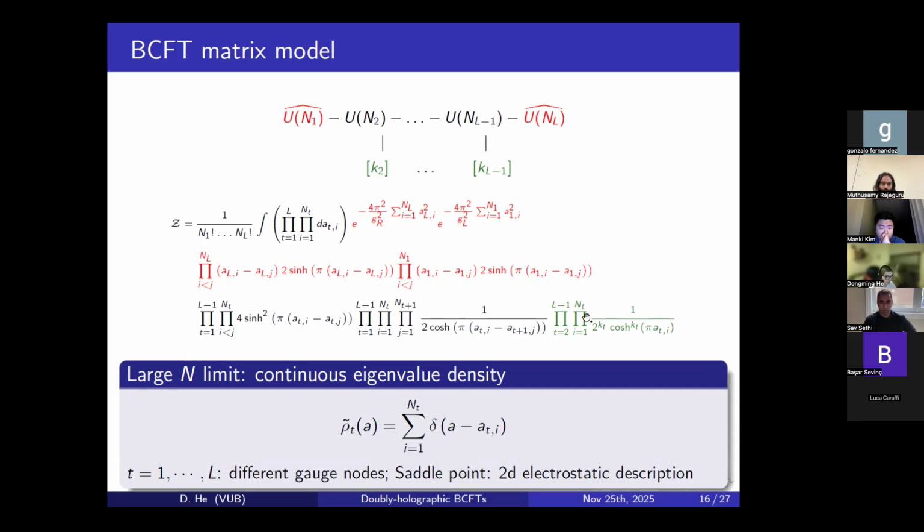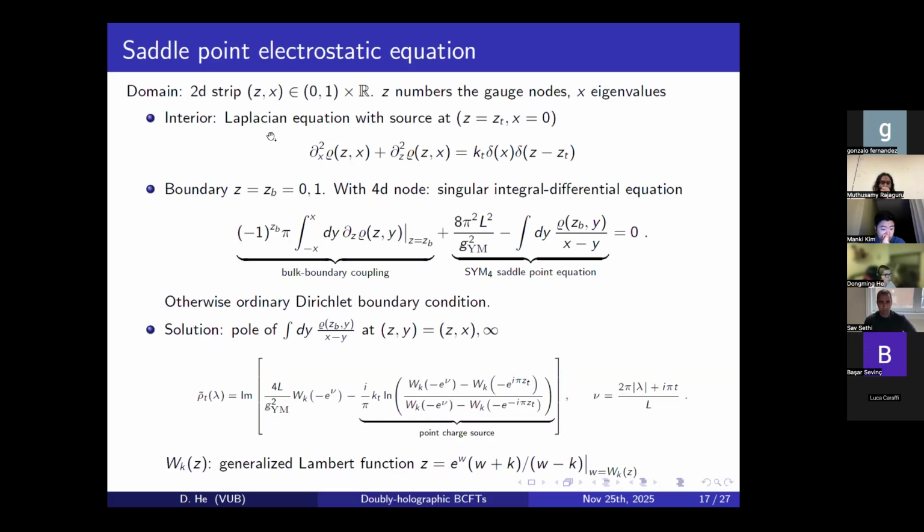And we will study holography, so we can do the large N limit, in which the eigenvalues can be replaced by some continuous eigenvalue density given by this rho. And this turns the problem into a 2D electrostatic description. By 2D, I mean we have two coordinates Z and X, where Z numbers the gauge node from 1 to L, and is uniformized from 0 to 1. And we also have the eigenvalues, which is X.